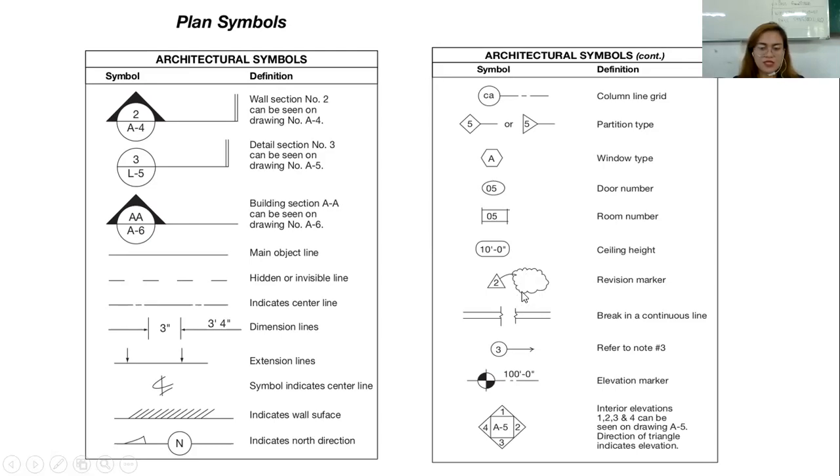So if you can see a rev cloud or a cloud on a certain plan, that means you're gonna revise it. The number here is an indication of the notes. So for note number 1, note number 2, refer to note number 2. This is what it's portraying here.